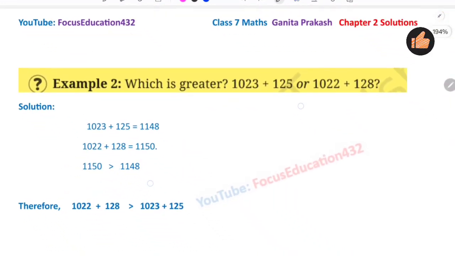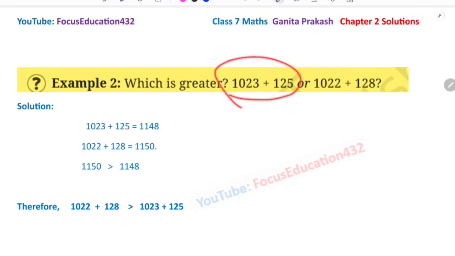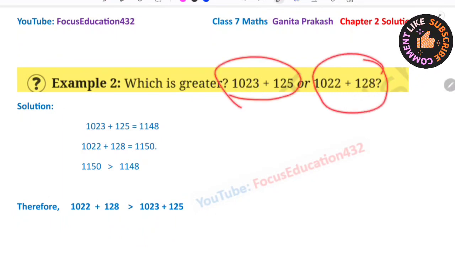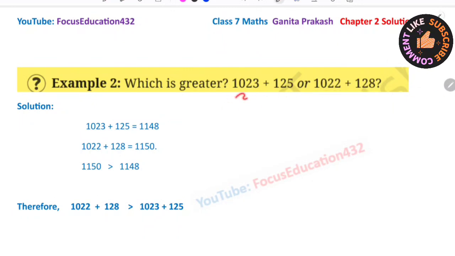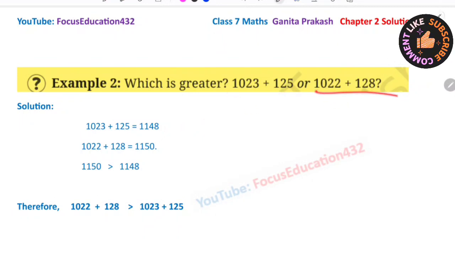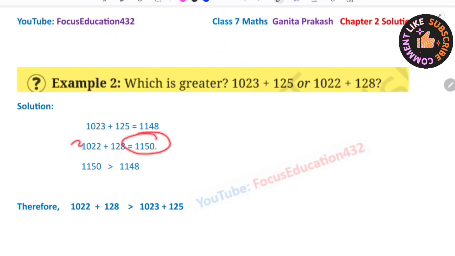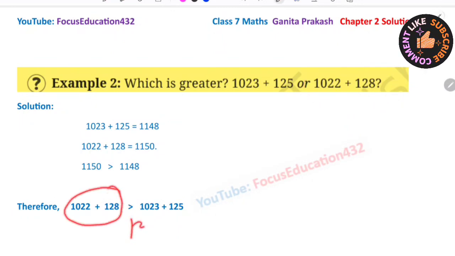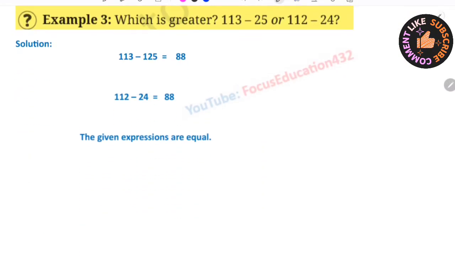Now, an example. Which is greater: 1023 plus 125 or 1022 plus 128? Two expressions are given to you. You find the value. 1023 plus 125 is how much? 1148. 1022 plus 128 is how much? 1150. So which one is greater? 1150 belongs to 1022 plus 128. So 1022 plus 128 is greater than 1023 plus 125, that is 1148.